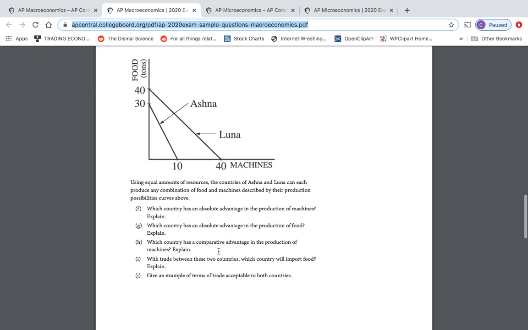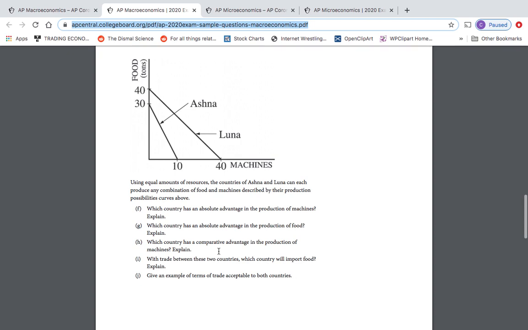So give an example of terms of trade that's acceptable to both countries. So this is the I over E rule. If the ratio of imports divided by exports is greater than the opportunity cost of what that country is exporting, then it's a good trade. So you just have to pick two values that work out for both. Would that be a 1-for-1 trade? Is it a 1-for-2 trade? Is it a 1-for-3 trade? Again, that's going to be based on your charts for Ashna and Luna that you made with the opportunity costs.